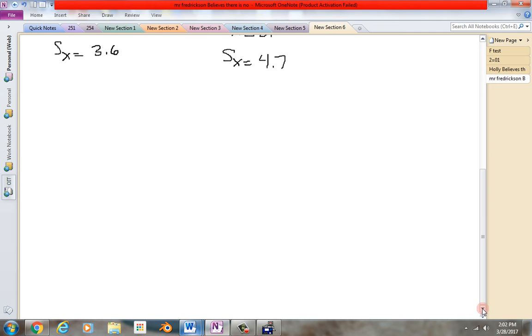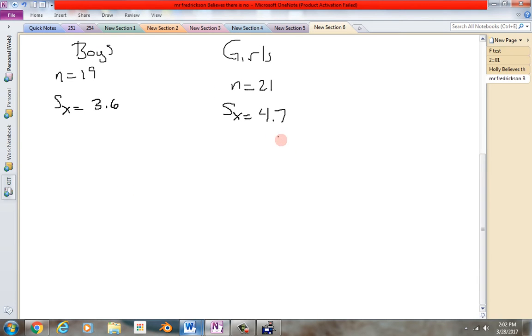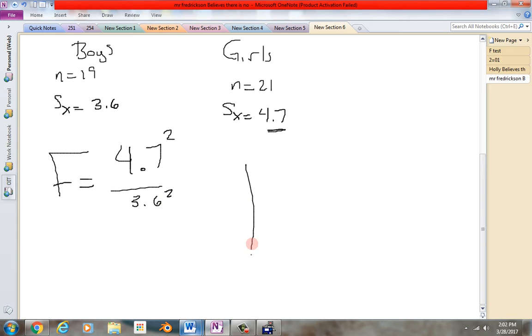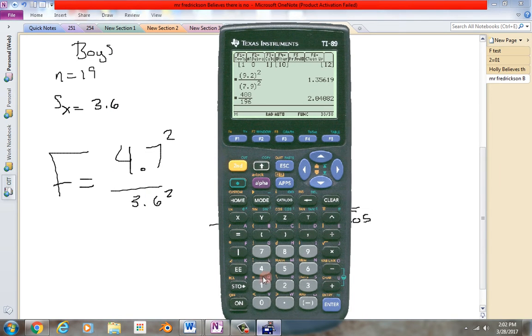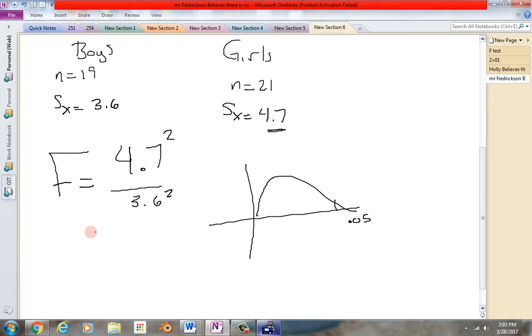So, notice that the girls are bigger this time. That standard deviation is bigger this time. So this time I'm going to put my F on top. I'm going to put 4.7 squared over 3.6 squared. Again, our picture, if you need a picture to go along with, is this guy right here. That's what we want. And again, we're putting 0.05 out here. But we're not going to go find that critical value because it's not that big a deal to me. I just want to find a p-value for this guy. And so 4.7 squared over 3.6 squared is 1.78.